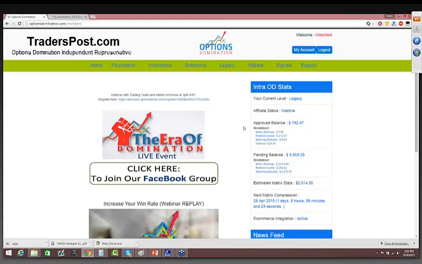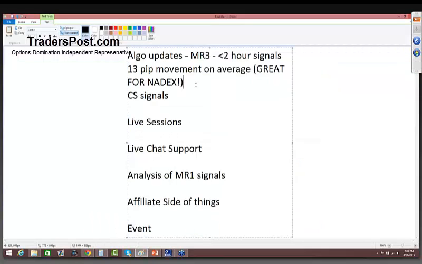Let me begin with the algorithm updates, and what are some of the things that we have done and what's coming. There are two things that are coming. First is going to be the MR3 signal that is about to be launched in the coming week to week and a half at most.